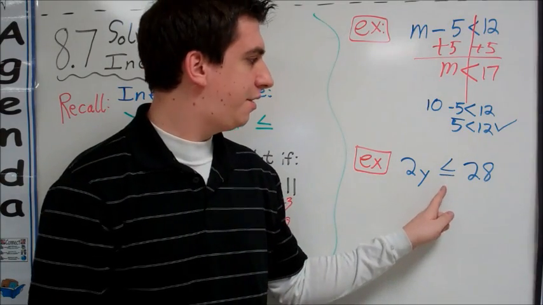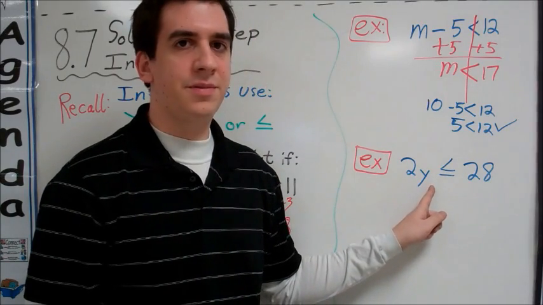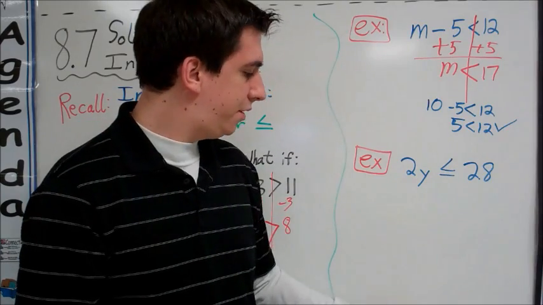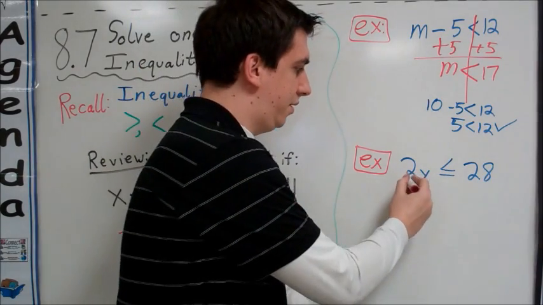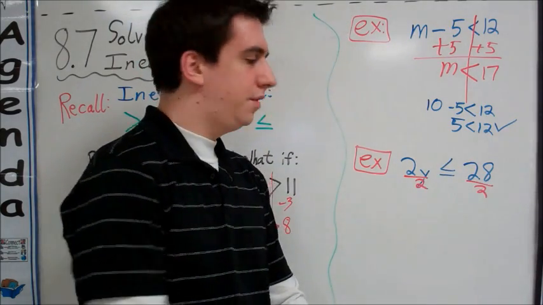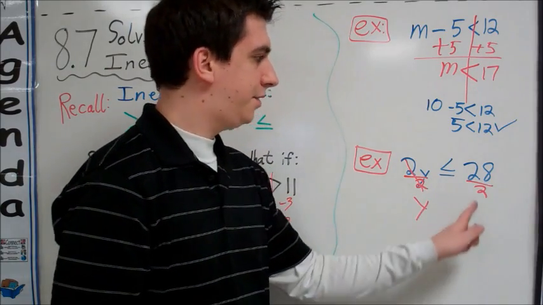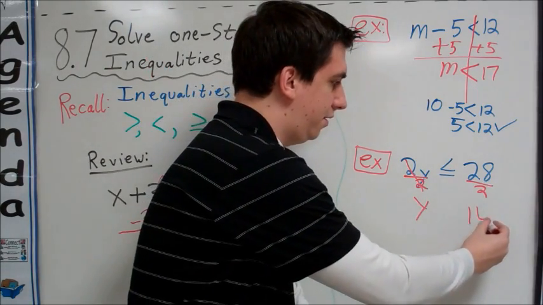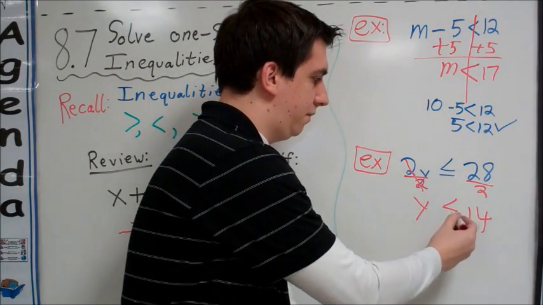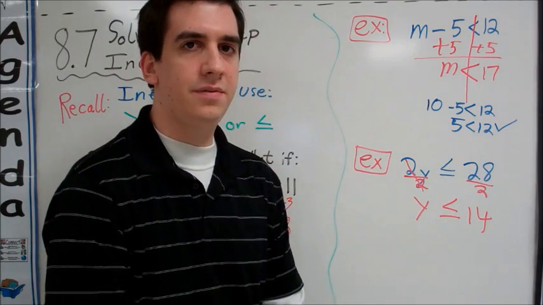2y is less than or equal to 28. Remember, when they're right next to each other, the number and the variable, that means you're multiplying. The inverse of multiplication is division. So let's divide both by 2. Those 2's divide out. You're just left with y. And 28 divided by 2 is 14. Your inequality sign drops straight down. So you have y is less than or equal to 14.